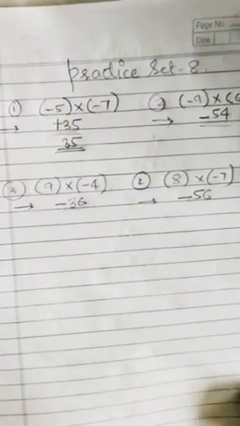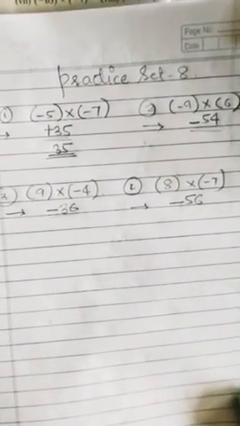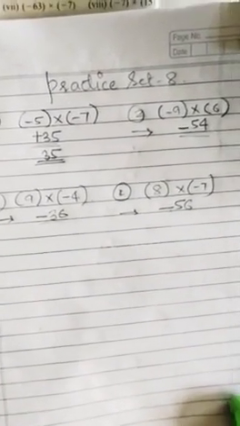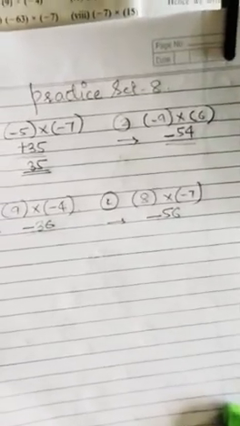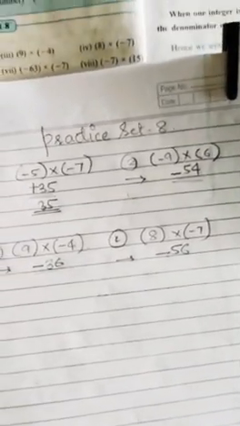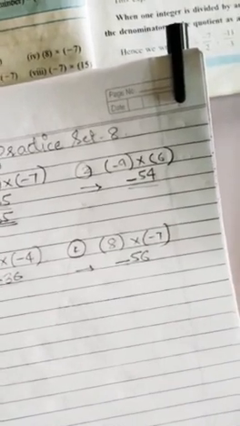The further questions, you have to solve from practice set 8. Hope you understand this. There are 8 questions, so the remaining 4 questions you have to solve. Now the next point is division of integers. We saw multiplication of integers, and there is not much difference in division of integers. The rules are almost the same as for multiplication.